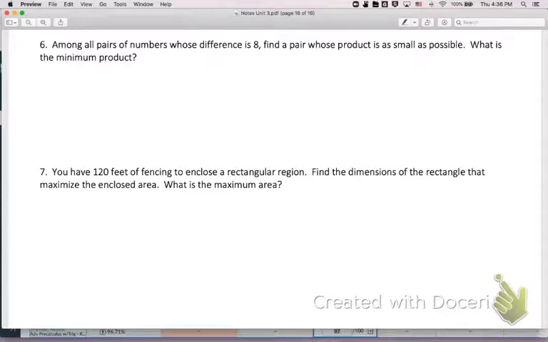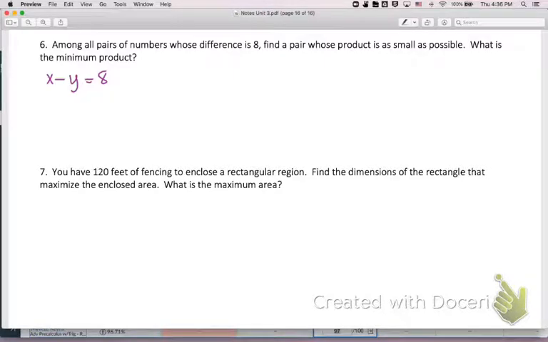If I have a pair of numbers, we can call them x and y. If we call the numbers x and y, it says their difference is 8. So that means x minus y has to equal 8. Now we need to write an equation regarding their product.